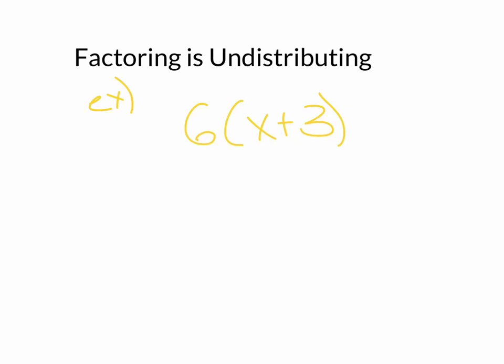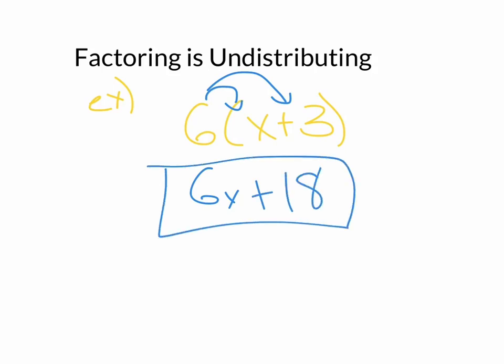Alright, so we're going to do 3.2 extension, which is about factoring. Factoring is undistributing. On the last couple, we've been distributing where we take that 6 times our x, which is 6x, and then we take that 6 times that 3, which would be plus 18, and this would be my answer. Now we're going to go backwards.